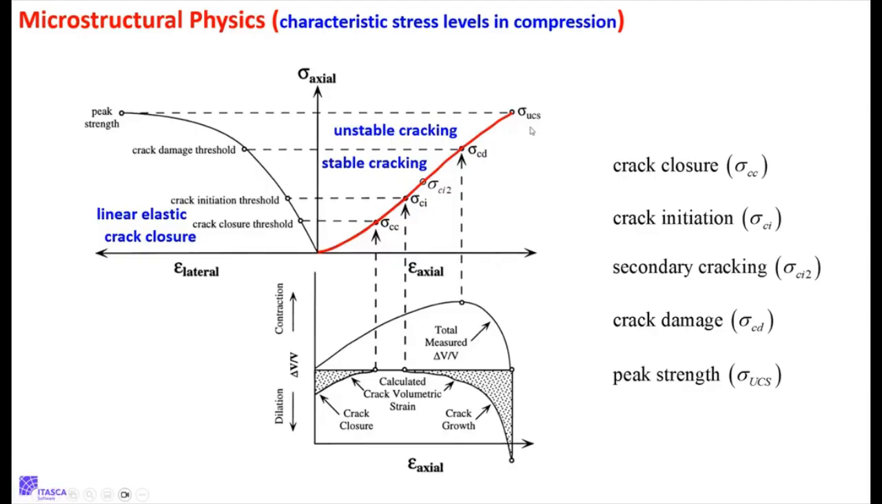So a typical world, in the experimental world, in the practical world, is you take as many cores as you can, maybe 30 of them, you do these tests 30 times, and you get a mean and a standard deviation for these properties you measure. And again, the only ones you typically measure are E and nu and UCS.